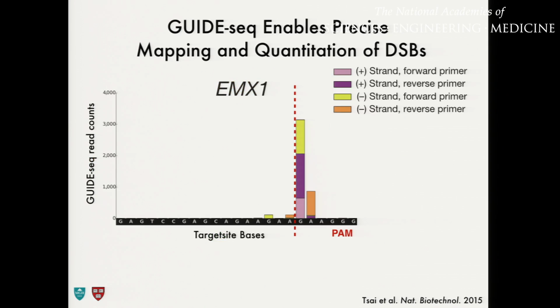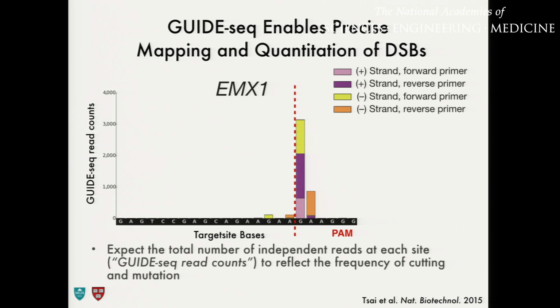I'm showing you here an example at a gene we've studied before called EMX1. On the x-axis here, I'm showing you the CRISPR-Cas9 target site. This is the protospacer sequence with the NGG protospacer adjacent motif on the right. We expect the cut site to be where this red dashed line is, and we detect these GUIDE-seq reads precisely where we'd expect. You see a sharp peak at the predicted breakpoint with bidirectionally mapping reads indicated in different colors. We expect the number of reads at each site to be proportional to the frequency of cutting and mutation.